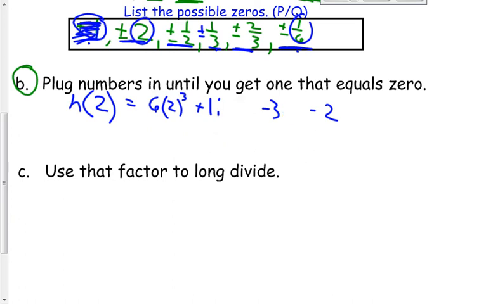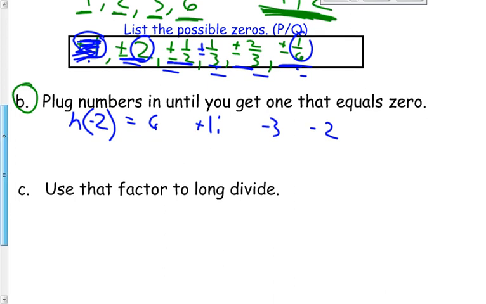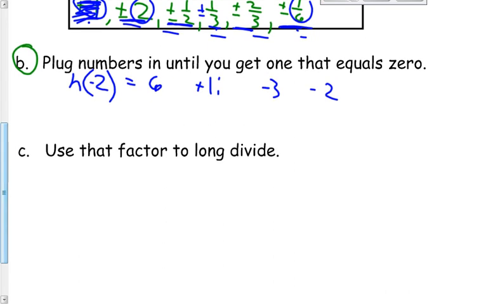Keep on going. Let's not lose heart. We're going to keep on keeping on, and we're now going to put in a negative 2. We're going to keep on trying these until finally we get one that equals 0. So let's try a negative 2. So it's 6 times a negative 2 cubed, plus 11 times a negative 2 squared, minus 3 times a negative 2, minus 2. Here we go.